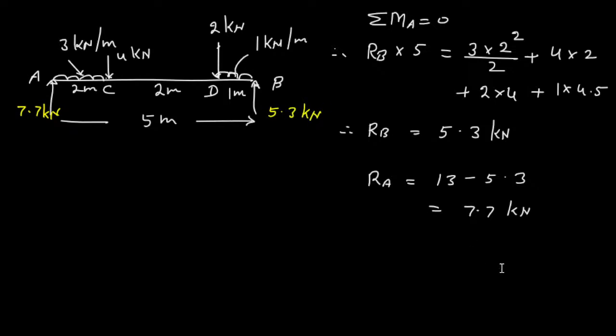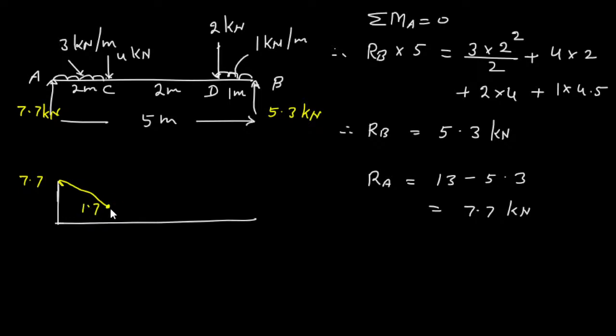Now we will draw the SFD. So the shear force diagram for this, I will draw this line AB. Then at A I have a value of 7.7. Here it is 7.7. Then it is going down, it's UDL. So 3 times 2 is 6. So by 6 units we will go down. So we will go down like this. Okay, so 7.7 minus 6 is what? 1.7. So here the value is 1.7.